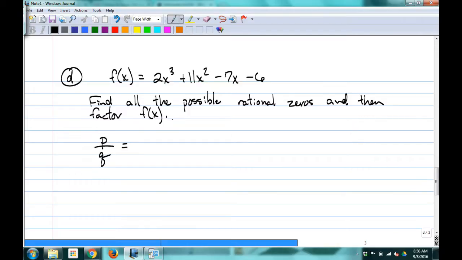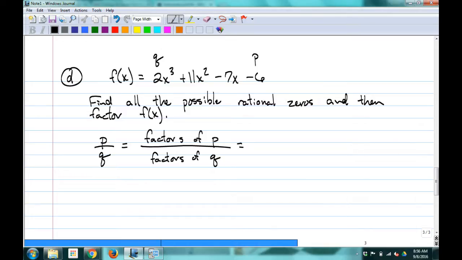You may remember this from factors of P and Q. P is the constant on the end. Q is the leading coefficient. That's what you want to think about. P is the constant on the end. Q is the leading coefficient.